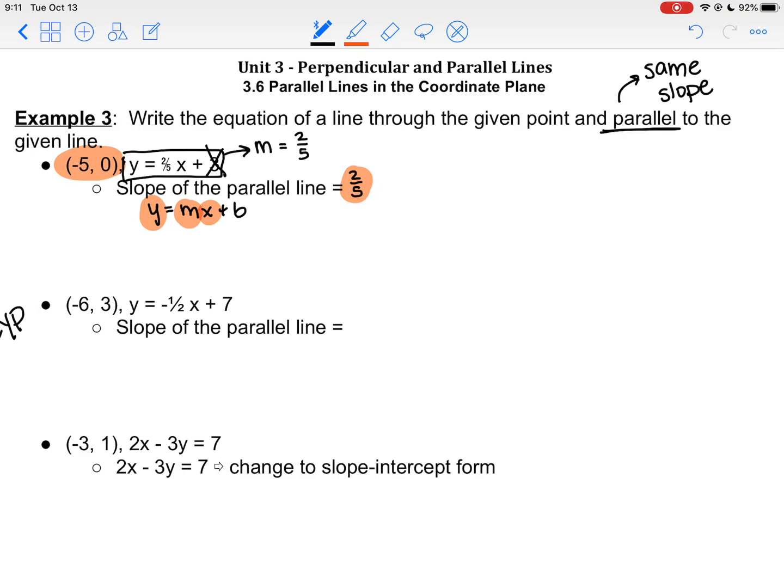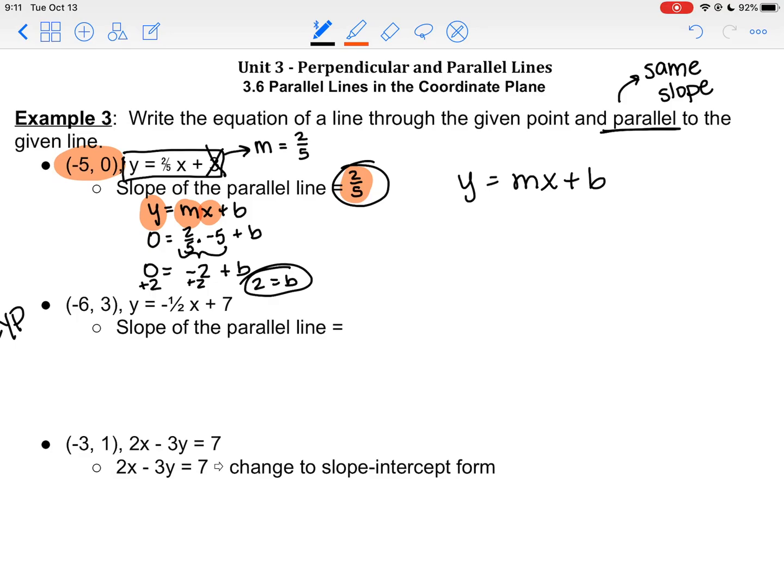The y value of the point that was given is 0. The slope of the line that was given was 2/5, so I'm going to use that same slope to be parallel to it. And the x value that I was given was -5. I start with simplifying and multiplying the slope by the x value. 2/5 times -5 is going to give me -2. Then to get the b by itself, I'm going to add 2 to each side. 0 plus 2 is 2. So that's going to be my b value. I'm going to use my slope to write my equation of the line.